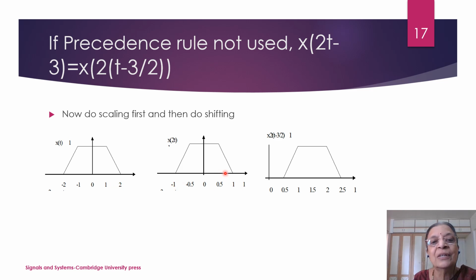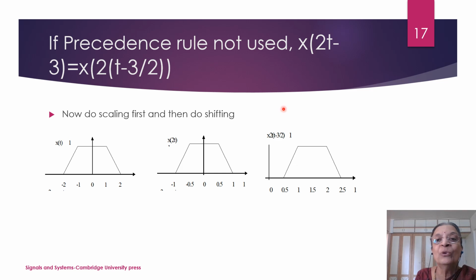So I have done scaling first and now I will do the shifting. Shifting by 3 by 2 towards right. So minus 1 plus 1.5 will become 0.5, and 1 plus 1.5 will become 2.5. So we entirely shift the signal towards right by 1.5. So again we are getting the same result.